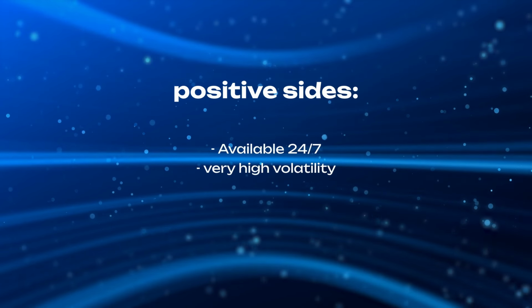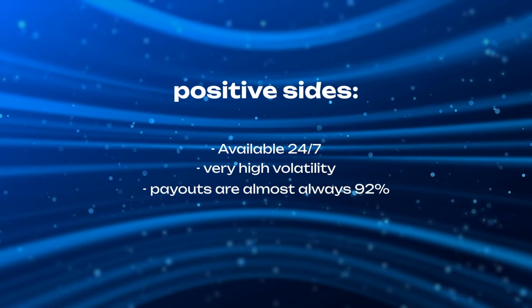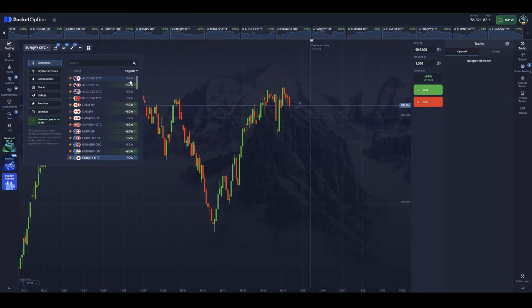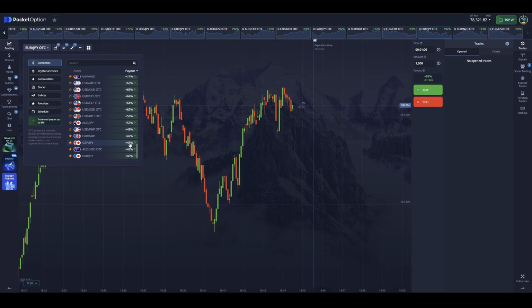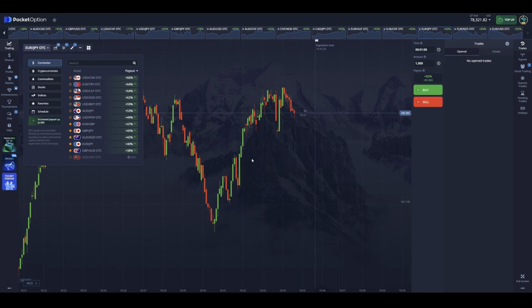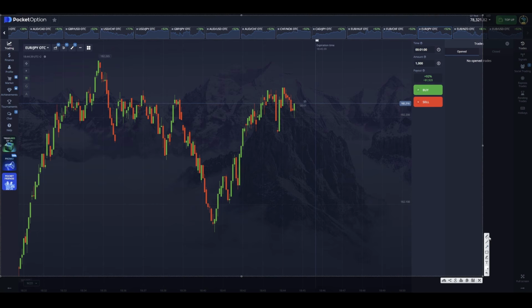The next huge advantage: if we open the OTC market, we'll almost always get a payout of 92%, and in some cases, 80%. Whereas if we open a regular market, payouts are often 40%, 50%, so pretty low. This is due to the fact that we have synchronization with regular currency markets, which are always open. And accordingly, we have an additional commission, whereas on the OTC market, we don't have any.